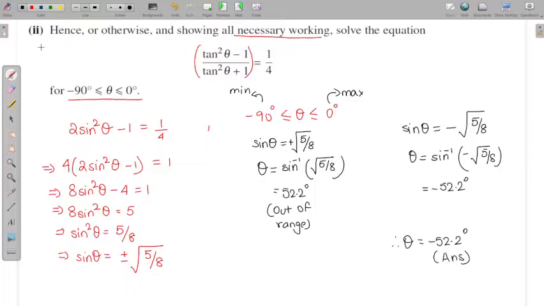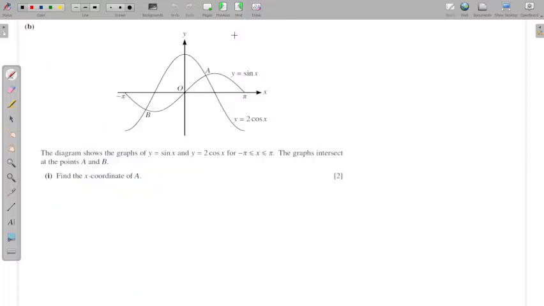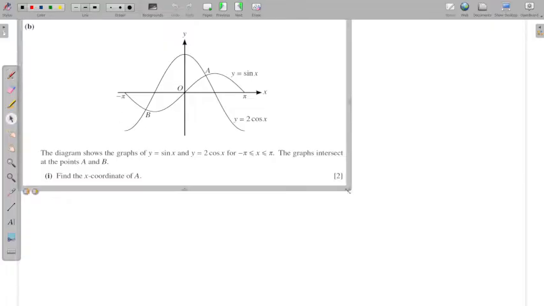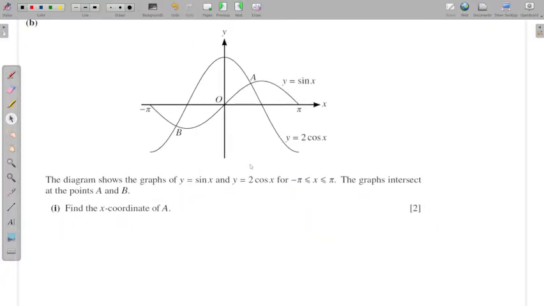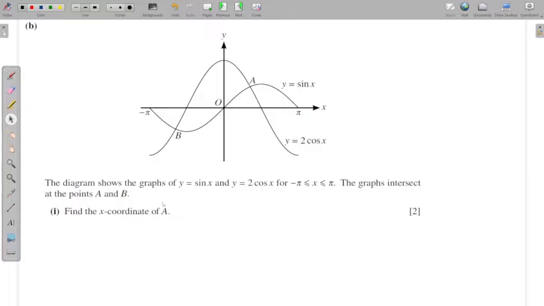So this was the end of part 2. Now let's move on to question B. Here we have been given these two curves. They have said that the graphs of y equal to sine x and y equal to 2 cos x are given in this diagram for this particular range of x. The graphs intersect at point A and point B. That means here there is one point of intersection, and here we have the second. We have been asked to find the x coordinate of A.